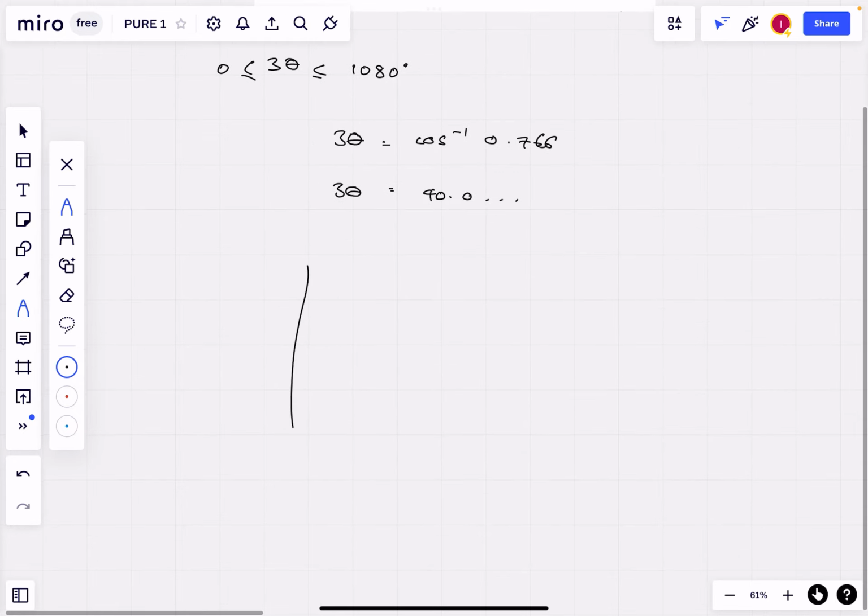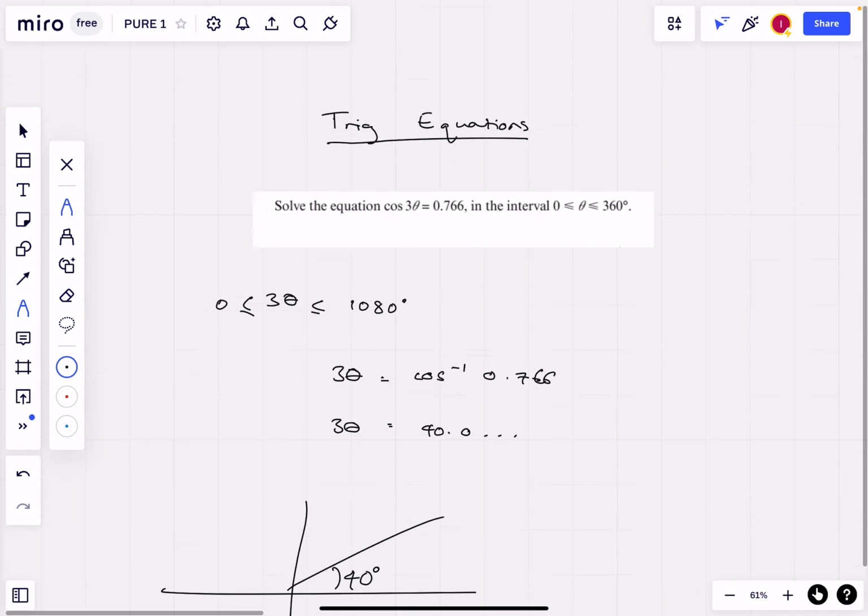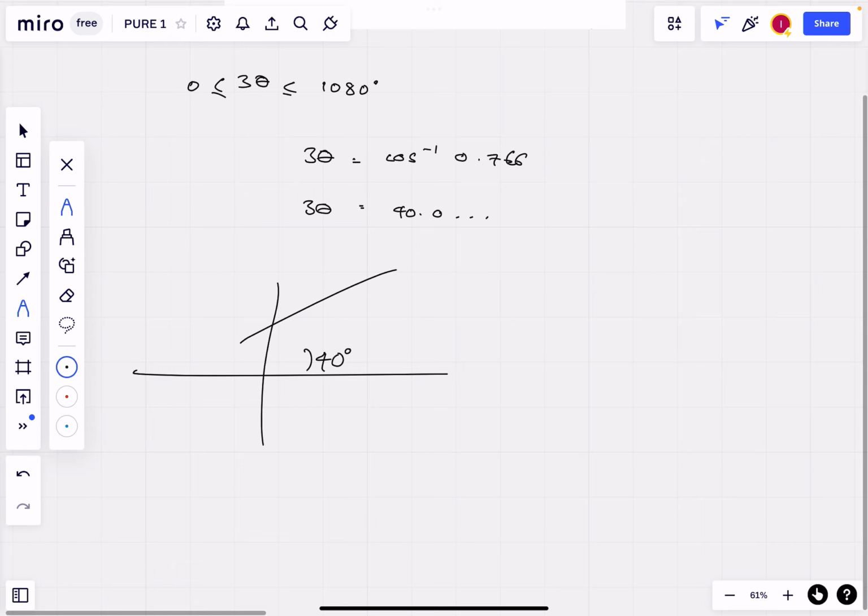So we do our CAST diagram. We draw 40 degrees. It's cos, meaning it's going to reflect there. So this is also 40 degrees. So your first solution is 40. Your second solution is 360 minus 40. So 40 and then 320.